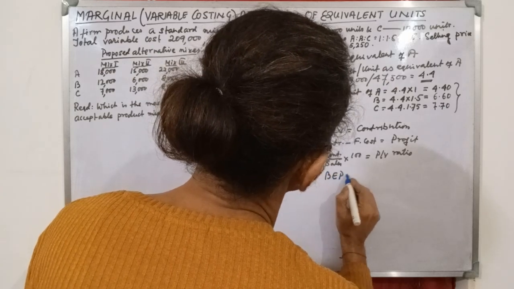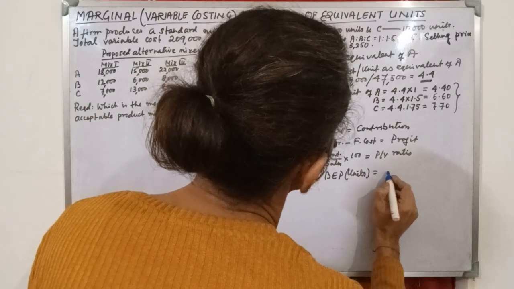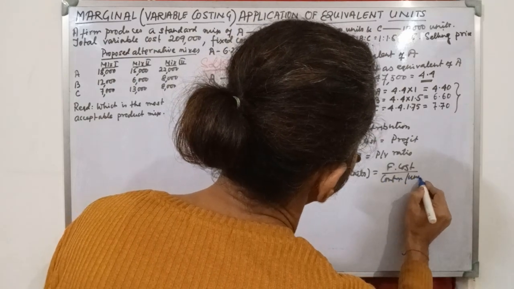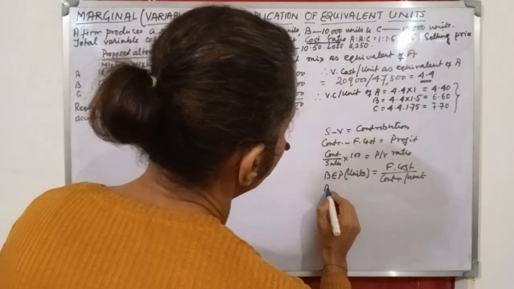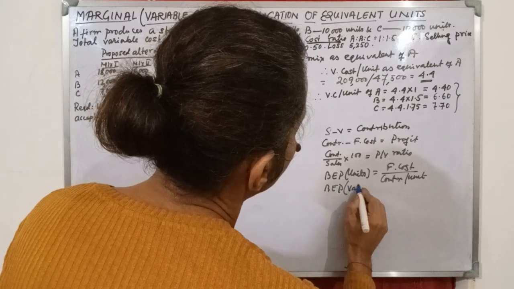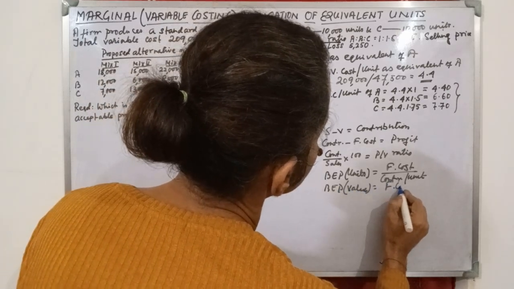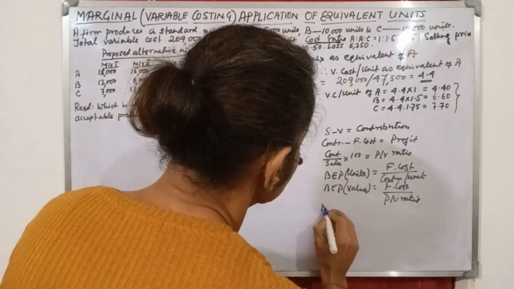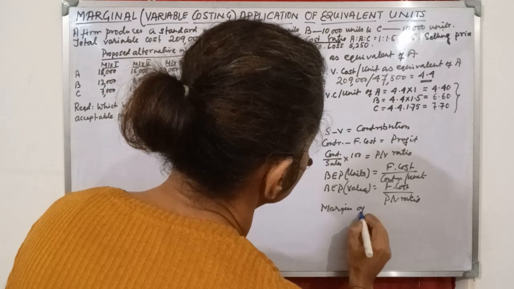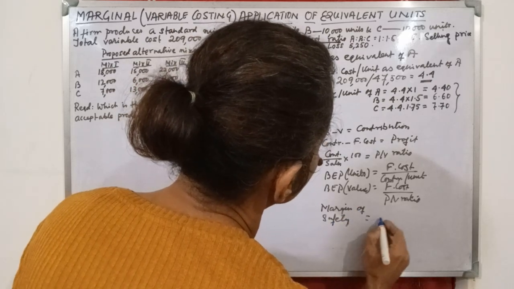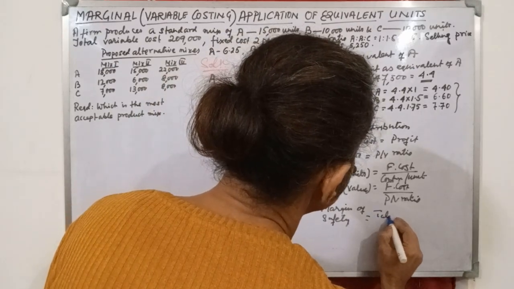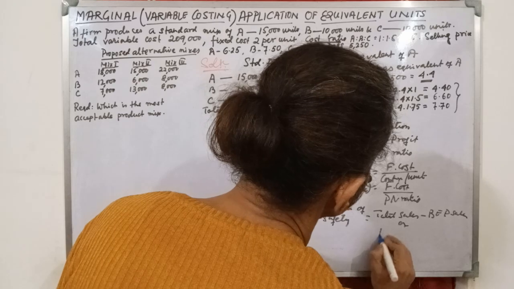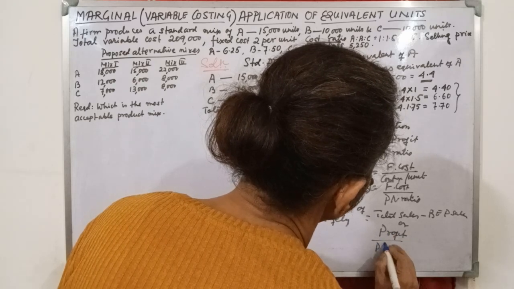Break even point BEP in terms of units is equal to fixed cost divided by contribution per unit, and BEP in sales value is equal to fixed cost divided by PV ratio, and margin of safety is equal to total sales minus BEP sales or profit by PV ratio.